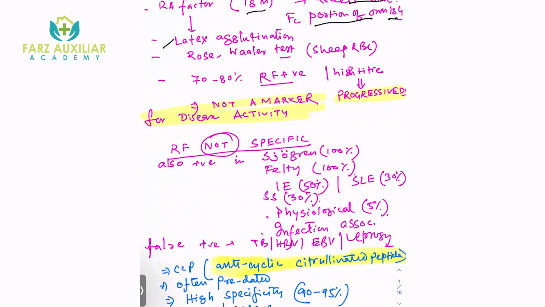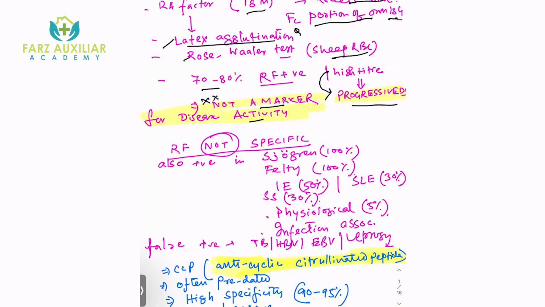What else? How do we check RA factor? We check RA factor by latex agglutination. All these are questions to remember. And the Rose-Waaler test, where sheep RBC agglutination is done. Now, 70 to 80% of patients would be RA factor positive. The higher the titer, these are the questions, higher titer RA factor shows that our disease is more progressive. But always remember, RA factor is not a marker of disease activity. So what are the disease activity markers? Your ESR, your CRP, your clinical condition. These are the disease activity markers, not RA factor.